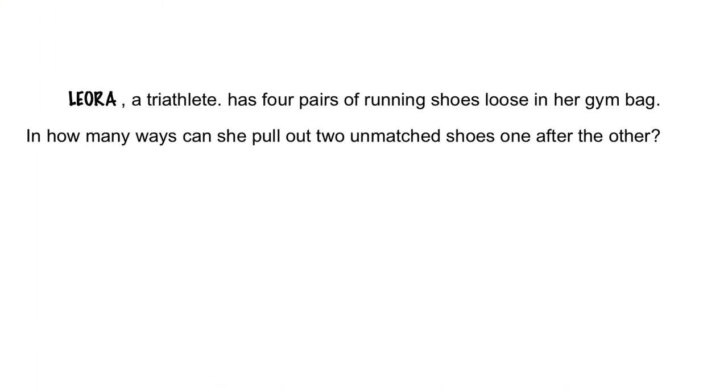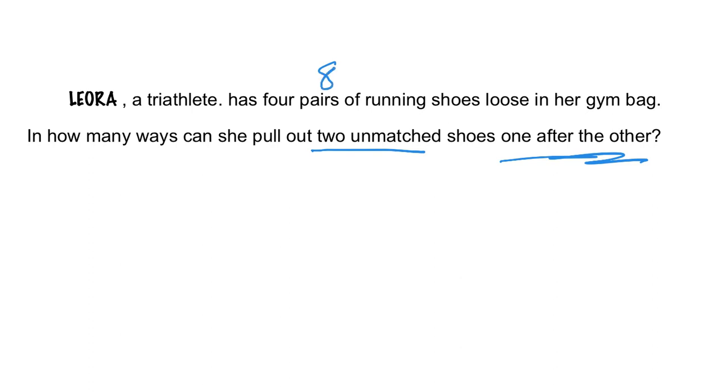So Leoria, a triathlete, has 4 pairs of running shoes loose in a gym bag. In how many ways can she pull out 2 unmatched shoes, one after the other? All right, 4 pairs of running shoes, that means 8 shoes total. So we want to know the total ways that you can pull out one shoe after the other. And since we're trying to find the unmatched, we're going to subtract the number of ways you can pull out a matched set. And if you take the matched set away from the total, that will equal the number of ways you can pull out a set of unmatched shoes.